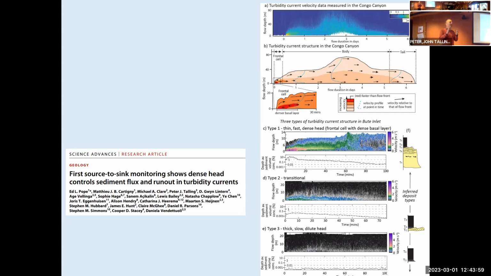And this front bit, this fast bit, is only about half an hour or maybe a few hours long, a small fraction of the whole event, but it's driving everything. It's running away and shedding stuff back into the rest of the flow.